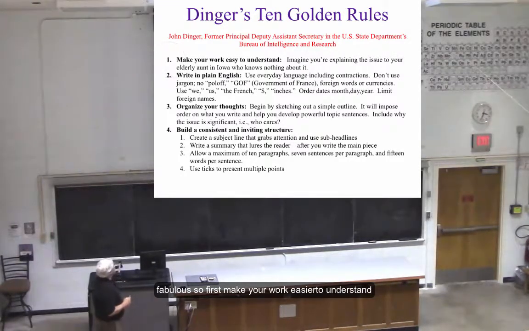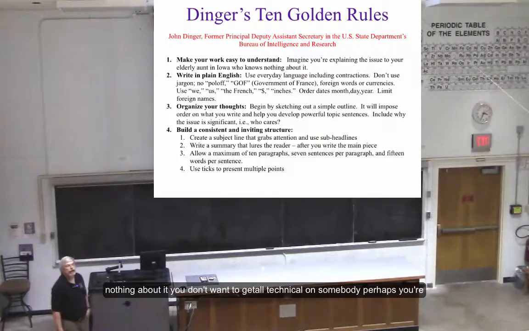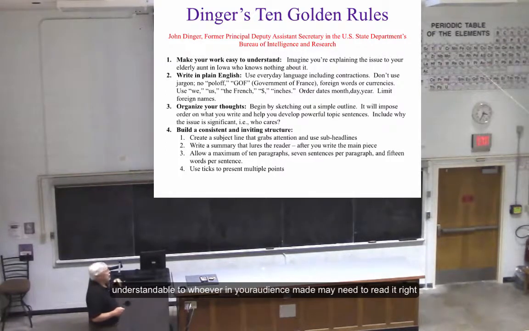So first, make your work easy to understand. Imagine you're explaining the issue to your elderly aunt in Iowa who knows nothing about it. You don't want to get all technical on somebody. Perhaps you're writing an analysis of a situation and you may be an expert on this topic, but maybe the policymaker that you're writing this for is not an expert. You need to write it for your audience. You have to make this document understandable to whoever in your audience may need to read it.